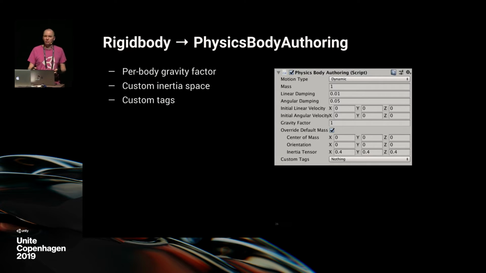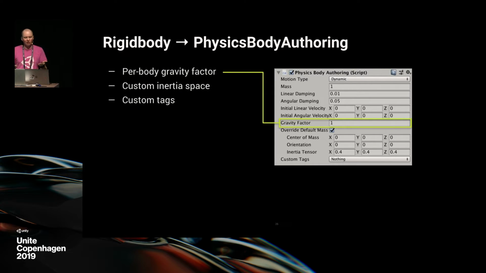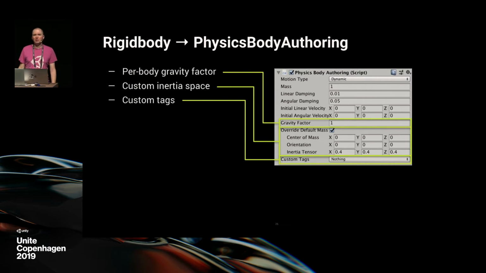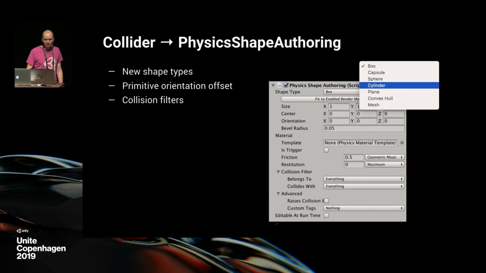And physics was one use case that fell into this. So for example, in classic Unity, you have this rigid body component, and we now have this physics body authoring component that describes some similar data, but also exposes new features. For example, you can have per body gravity factor, as I mentioned. So an individual body, instead of just having gravity or no gravity, can have negative gravity or scaled gravity, if that makes sense for your game. You can define a custom inertia space, so you can override your center of mass and the orientation of the mass. And then, as I mentioned before, you can define these custom tags on a per body basis so that you can have additional metadata in your performance critical code paths.